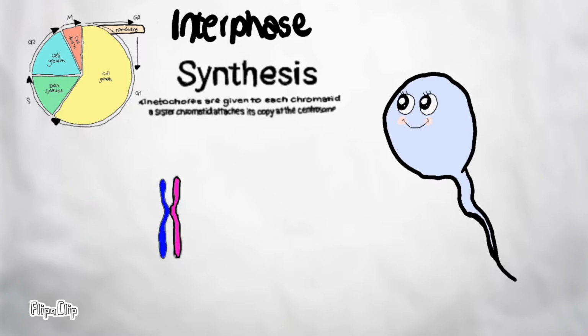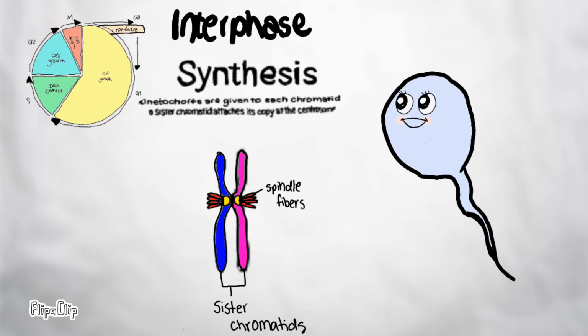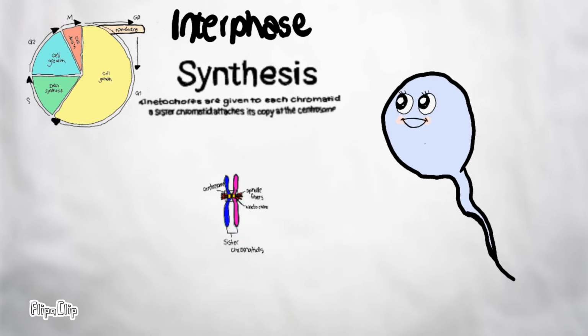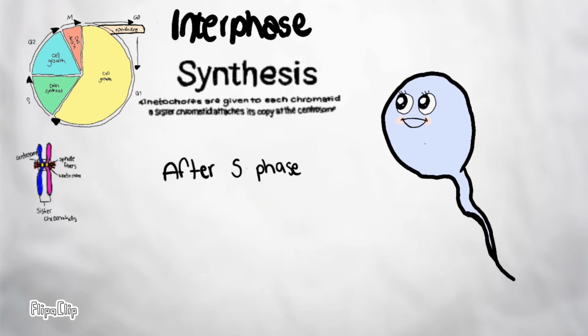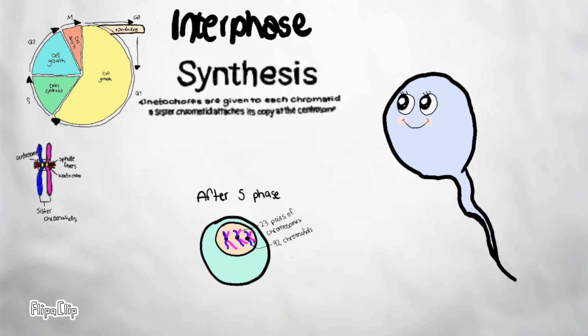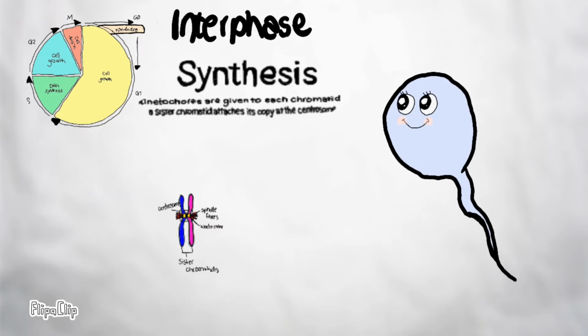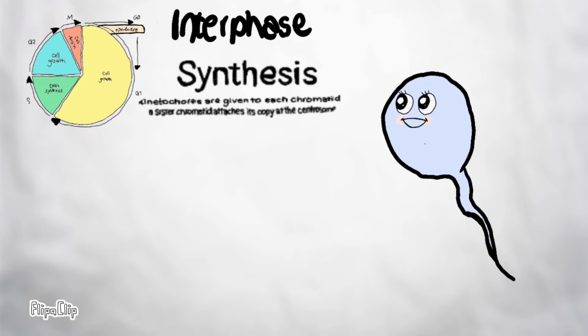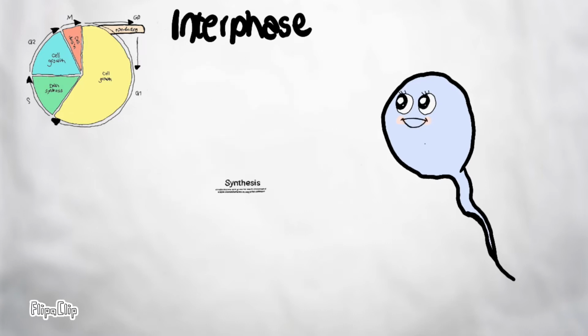The next phase is the S phase, in which DNA synthesis occurs. The cells duplicate every strand of DNA in this phase. During this phase, kinetochores are given to each chromatid as they face in opposite directions and attach to the spindle apparatus. For each homologous pair, a sister chromatid attaches its copy at the centromere. S phase takes place in a time span of 9 hours.